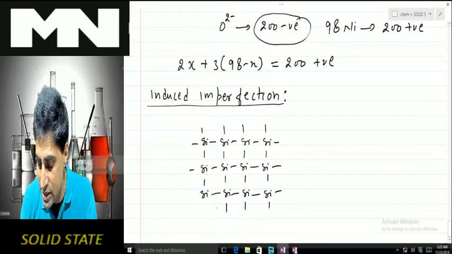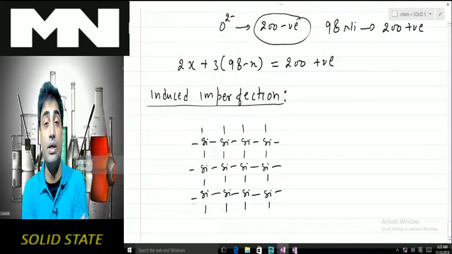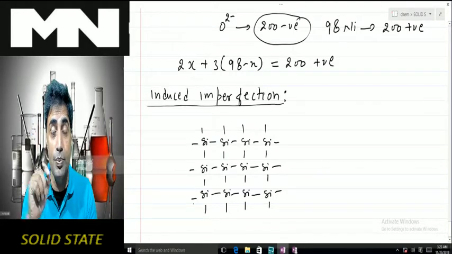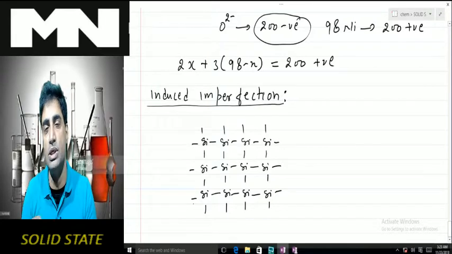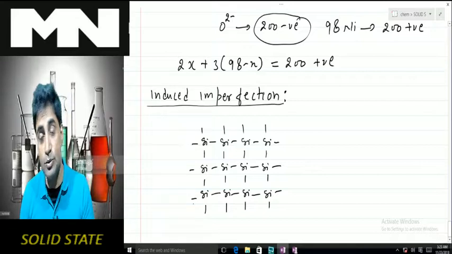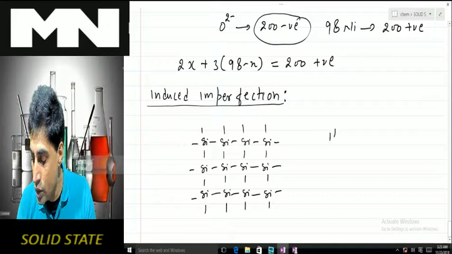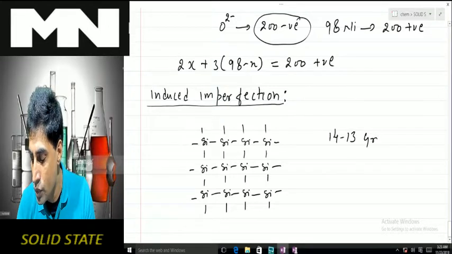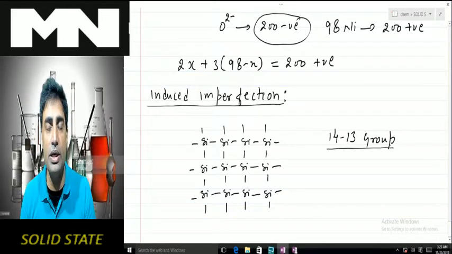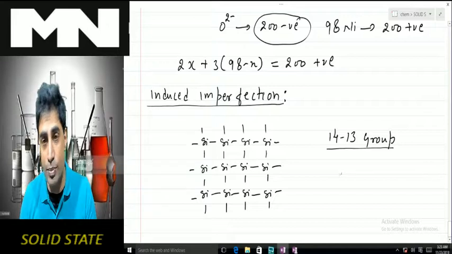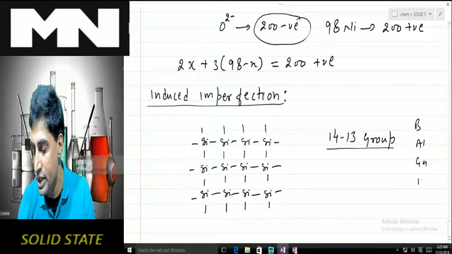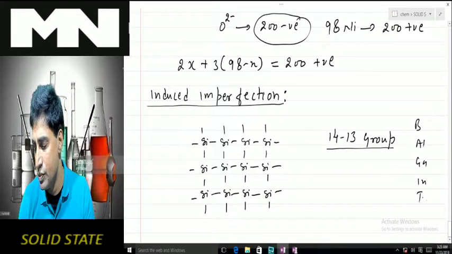Well, silicon as such is a semiconductor and has got a very limited electrical conduction, not a very good conductor. But if I put some impurity into this, if I induce some imperfection into this, then its electrical conduction increases. We have 2 different types of semiconductors based on that. First I'll tell you 14-13 group. That means in the 14th group, that is in silicon, I am putting impurity of the 13th group. I can put, say, 13th group elements are boron, aluminum, gallium, indium, thallium.